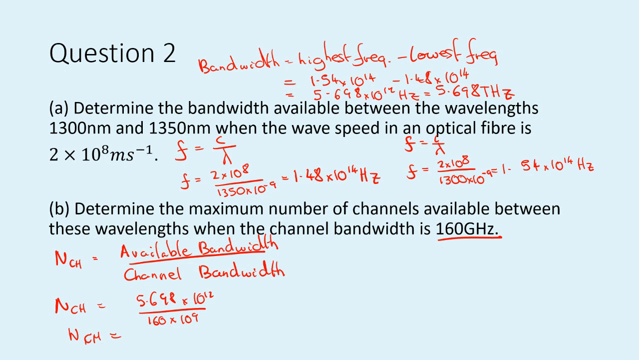So this value we previously counted divided by 160 times 10 to the 9. So that would be 35.6. We need to round this down because we cannot have even 0.6 of a channel. We need a whole channel. So it's going to be 35 channels.